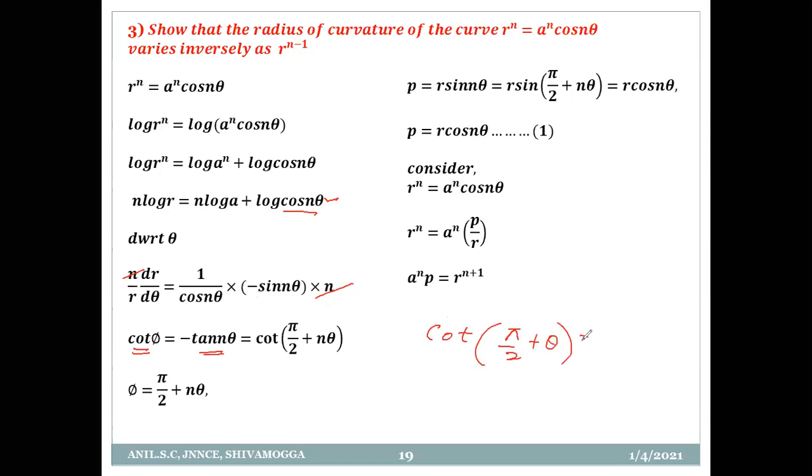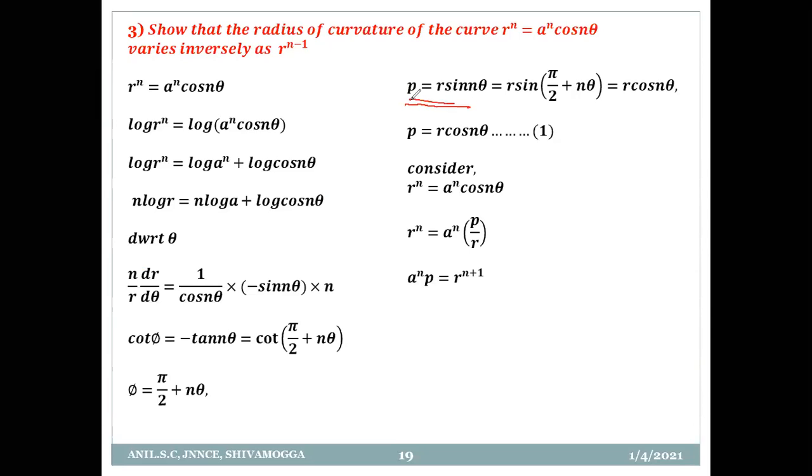Cot(pi/2 + theta) is equal to minus tan theta, or minus tan theta is equal to cot(pi/2 + theta). Therefore, this minus tan n theta is equal to cot(pi/2 + n theta). Therefore, phi is equal to pi/2 + n theta. Now, substitute this in p is equal to r sin phi to find the pedal equation.